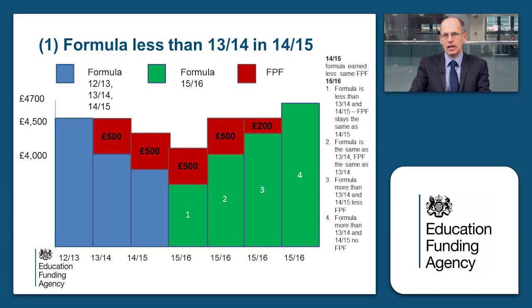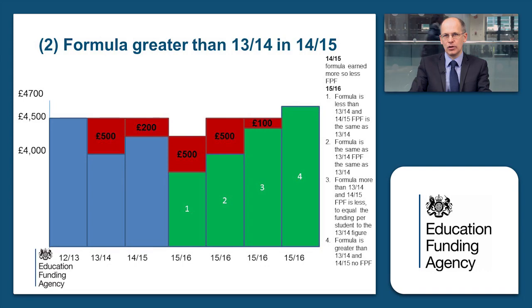As you will see, in examples 1 and 2, the earnings through the formula are the same or lower in 15-16 than they were in 13-14, and so formula protection funding remains at £500 per student. In example 3, the funding formula is higher in 15-16 than in 13-14, so formula protection funding has decreased to £200 per student. And in example 4, the funding formula has risen above the 12-13 level, so there is no formula protection funding.